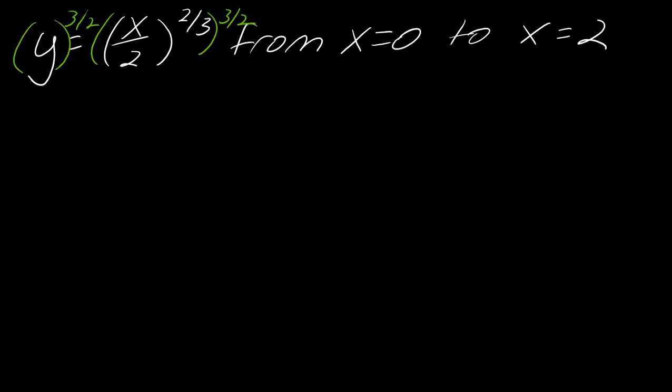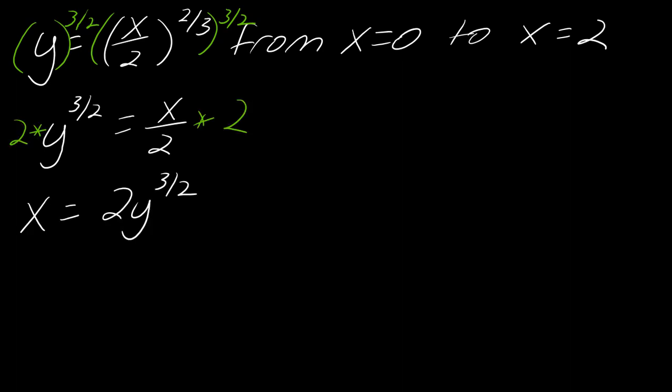Okay, so to do that, first I need to start by taking 3/2, the reciprocal exponent, of each side. That will allow me to cancel out the exponents here, so that I'm left with y to the 3/2 equals x over 2, and then multiply both sides by 2 to get x equals 2y to the 3/2.